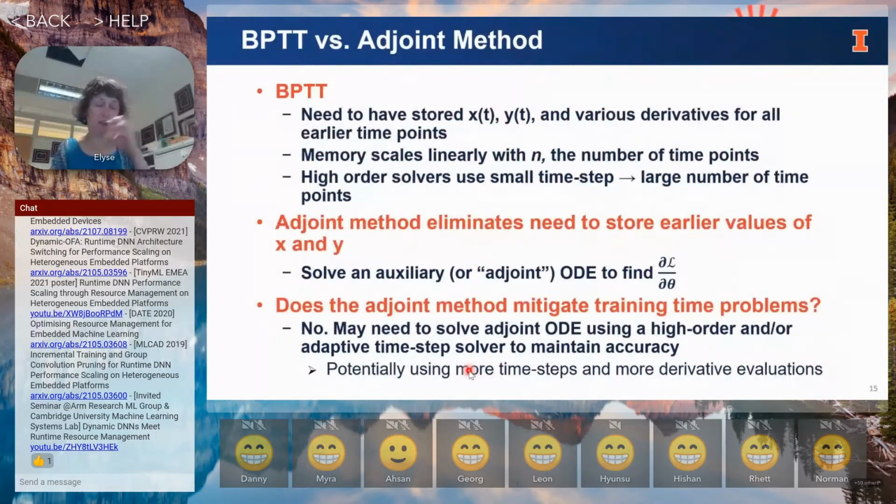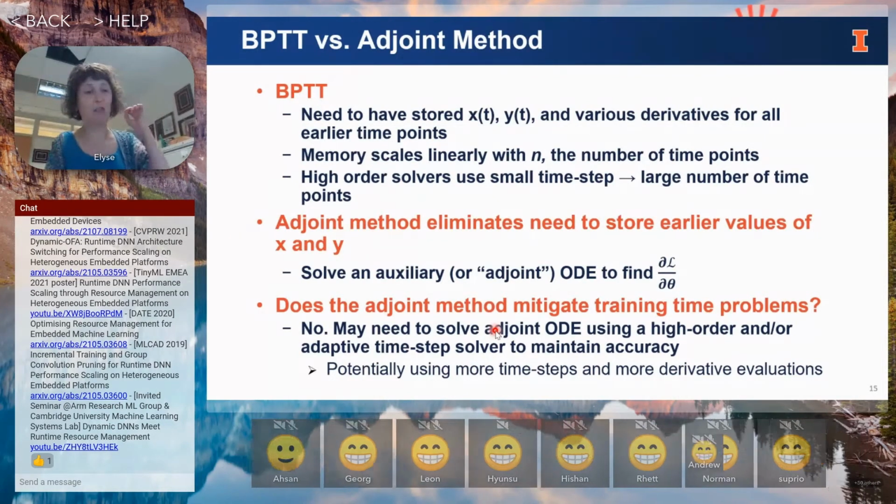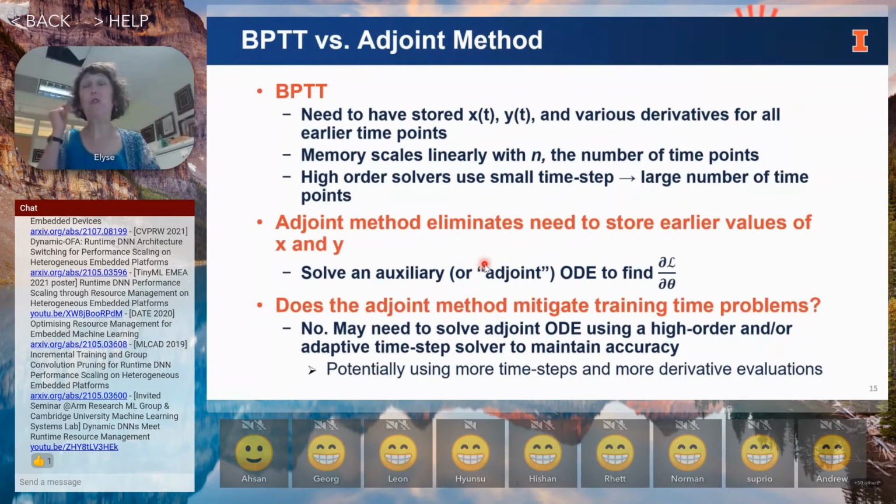So if we're using the conventional method, which is BPTT, to train our recurrent neural network, we need to store the state variables, the output, and the various derivatives at all of the time points. And that means the amount of memory we need is going to scale linearly with the number of time points. While high order ODE solvers tend to use a very small time step, which means we're going to have a large number of time points.